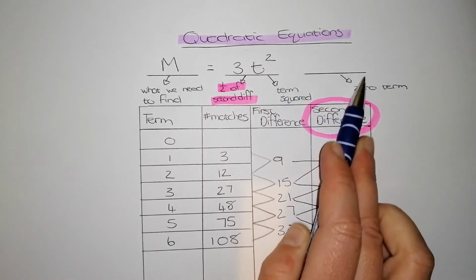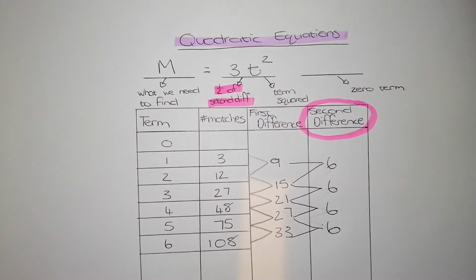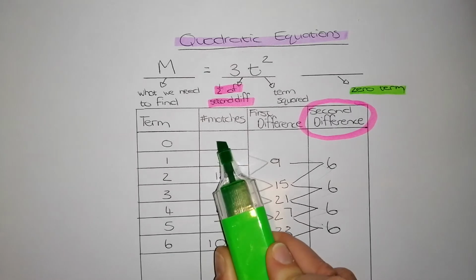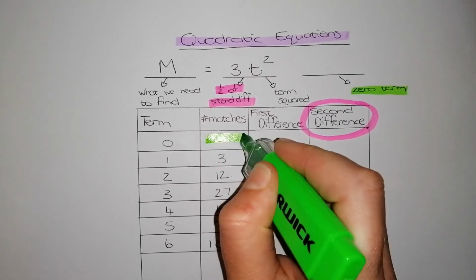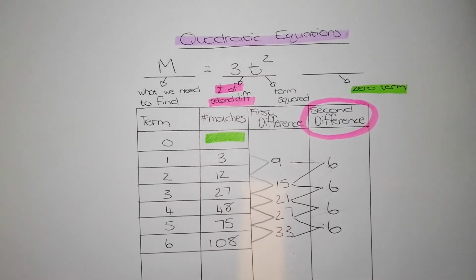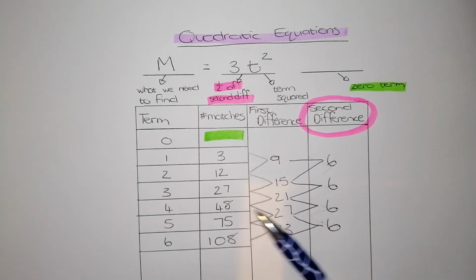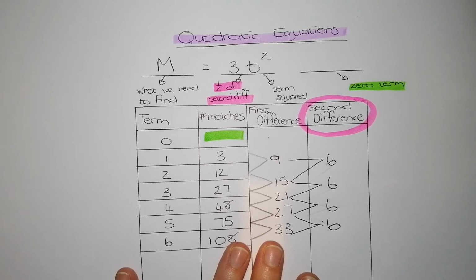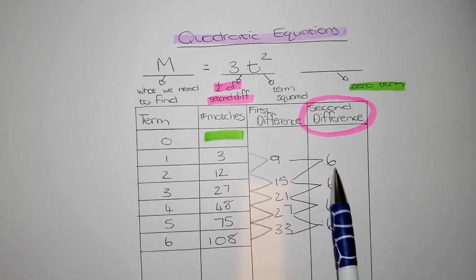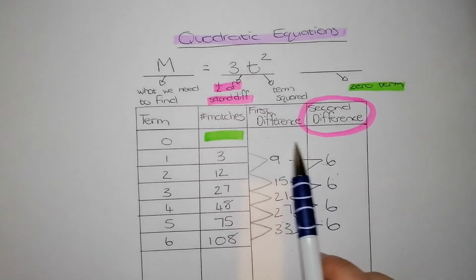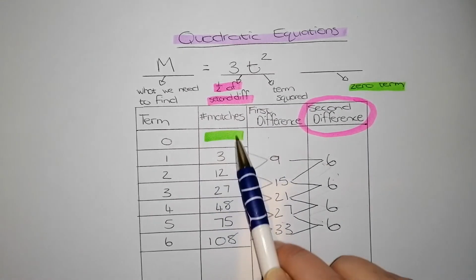Now I go to my last little bit, and that is my zero term. As you can see in this table, there's a little gap up there. The value that goes into that gap is the value that goes into my zero term. So what we need to do is work backwards consistently. If you look at the second difference as well as the first difference, all of these are positive values. So we need to work backwards to find what the zero term is.